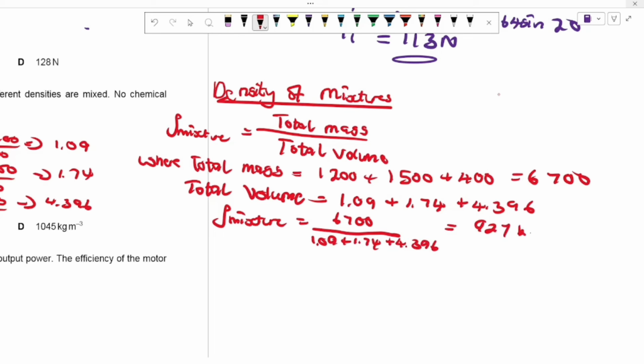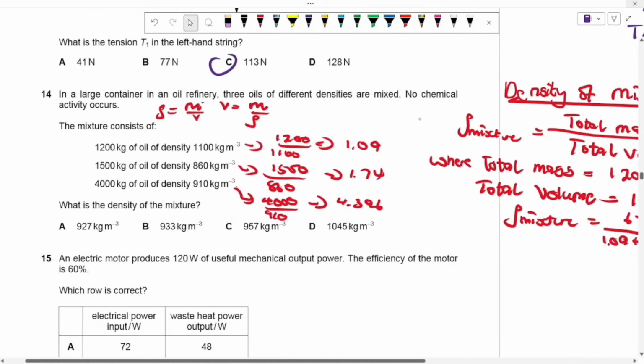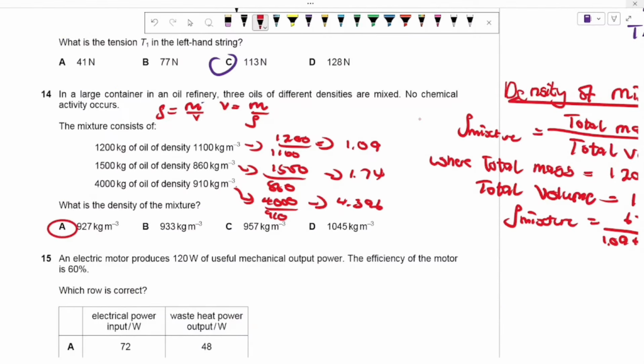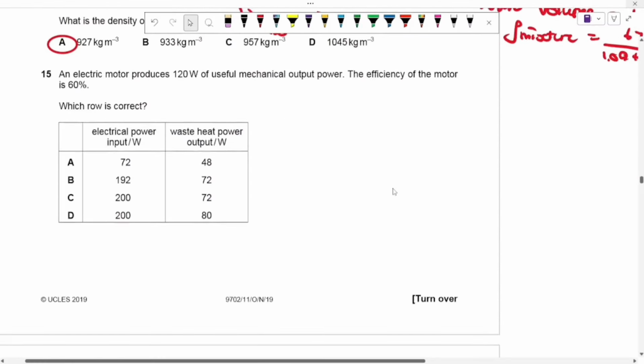Okay, so think about this, guys. You're given a question that asks you to find the density of a mixture. Whenever you see the word mixture and you're given a bunch of calculations, find the total mass, find the total volume, divide the two, voila, you have the density of your mixture. And the answer is going to be A. Very important, guys, to be thinking of this.